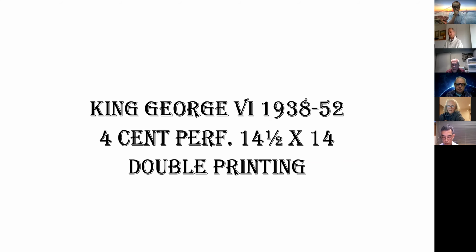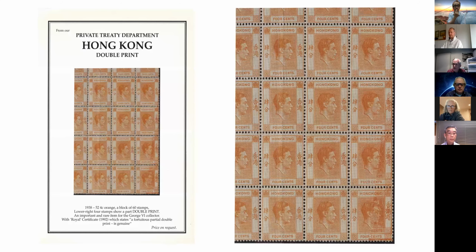Next floor is 4 cent. This is 14.5 times 14, double printing, which a lot of people don't know about. Harmer's offered it in March 1993, private treaty, price on request.